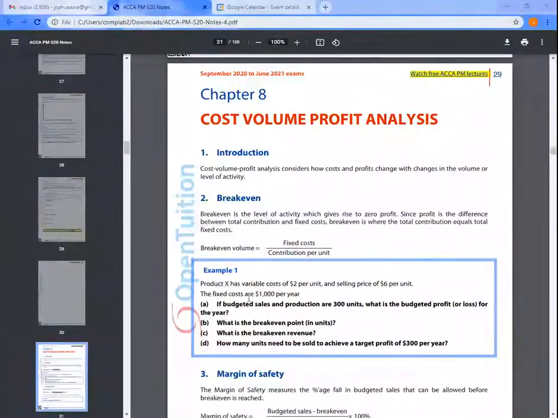Example 1: we are told product X has a variable cost of 2 per unit and a selling price of 6 per unit. The fixed cost is 1,000 per year. If budgeted sales and production are 300 units, what is the budgeted profit or loss for the year? I would want to give you exactly 2 minutes. Please give me the answer to number 1.